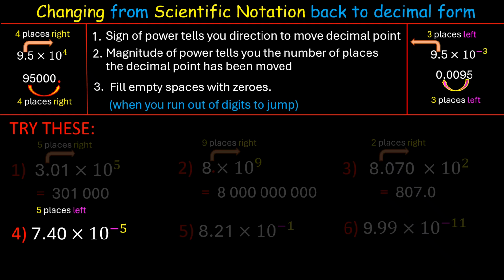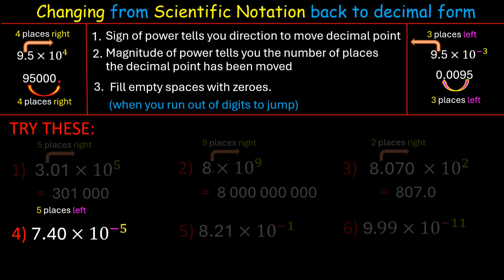The final 3 examples all have negative powers, so the decimal point will move to the left. For negative powers, you will always fill zeros after jumping the first digit, since there will always be only one digit in front of the decimal point when written in scientific notation. This provides a convenient shortcut. Ignoring the negative, the power tells us how many zeros to write in front, and then we simply place a decimal point after the first 0.